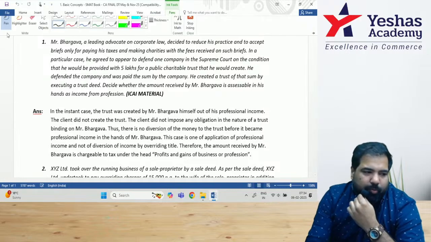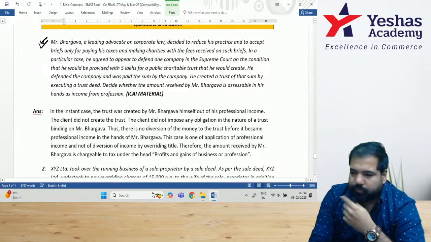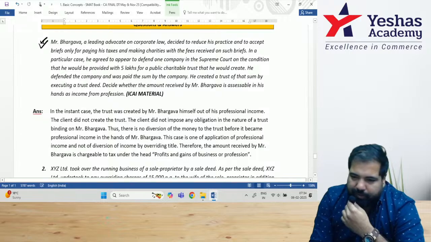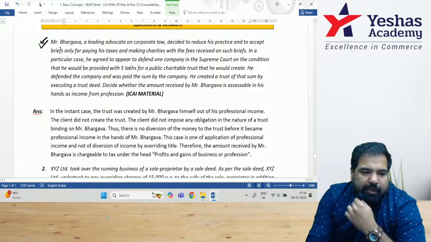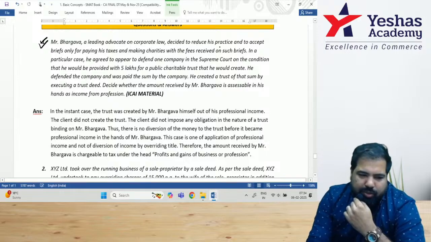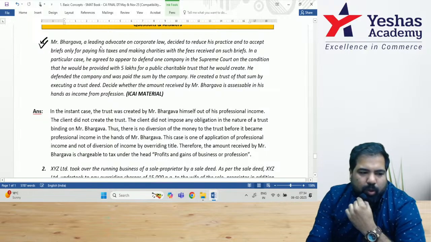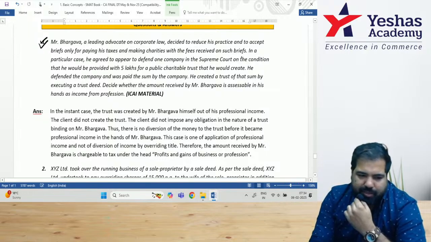Let's read question number 1. Tick mark the question and start reading. Mr. Bhargava is a leading advocate on corporate law. Decided to reduce his practice and to accept briefs. Briefs basically mean cases, only for paying his taxes and making charities with the fees received on such cases.